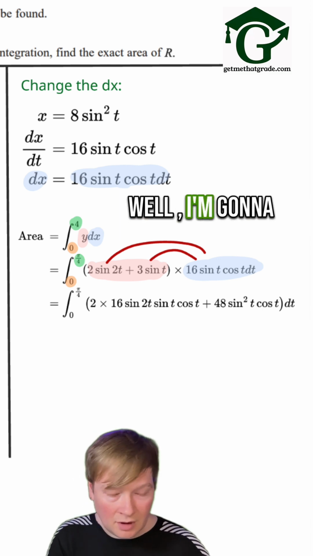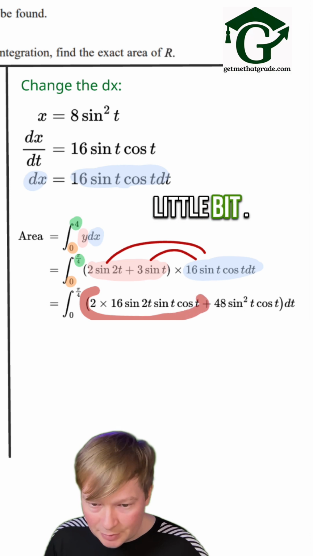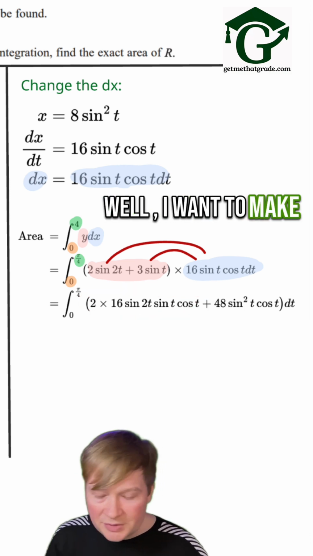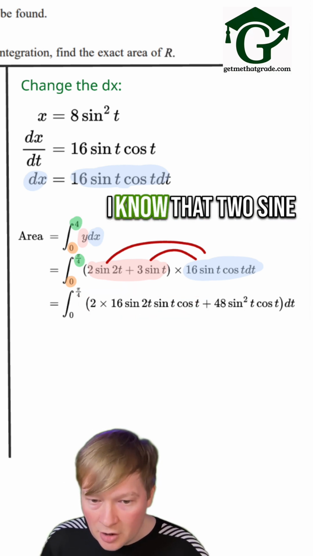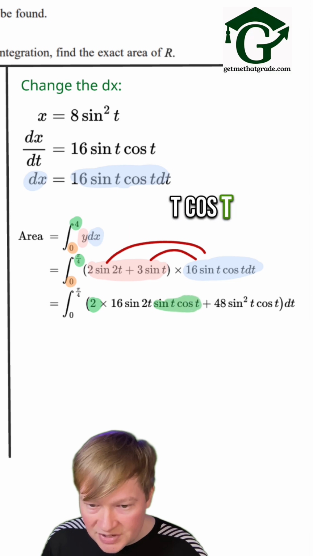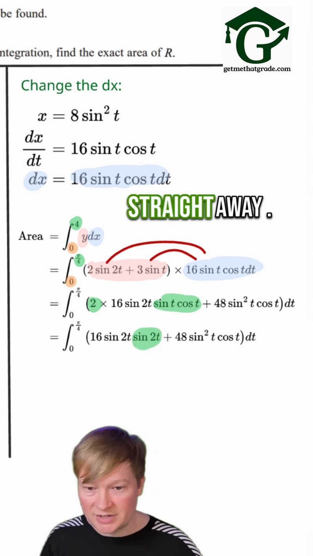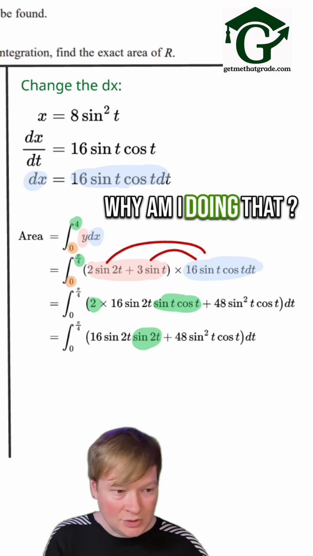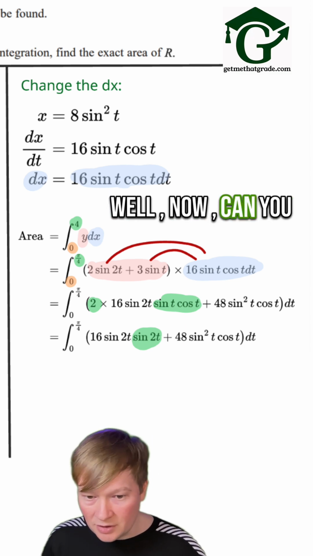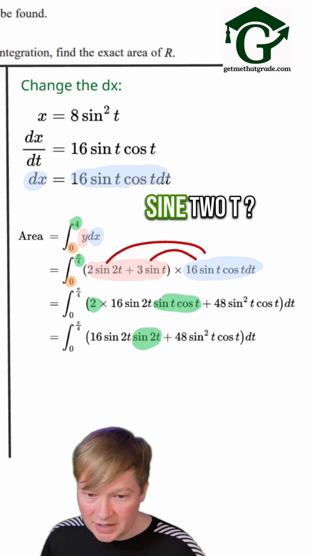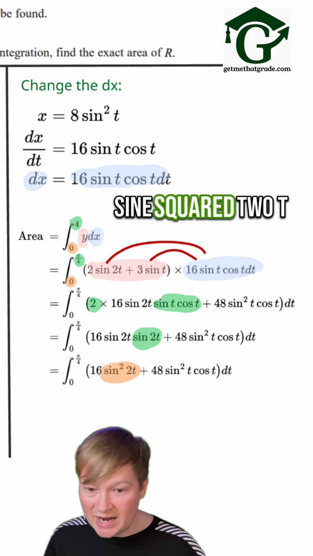Well, I'm going to simplify this part a little bit. How? Well, I want to make use of a trig identity. I know that 2 sine t cos t is sine 2t. So I'm just going to replace that in straight away. Why am I doing that? Well, now, can you see we've got sine 2t multiplied by sine 2t? That's going to give us sine squared 2t.